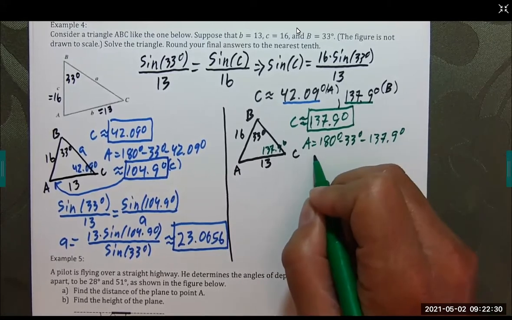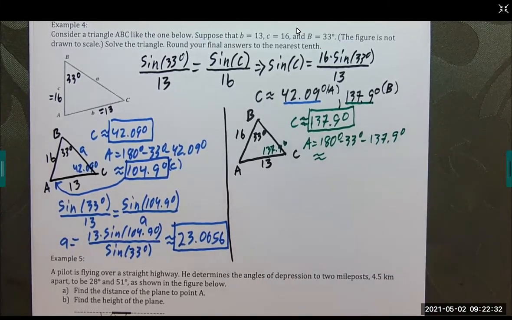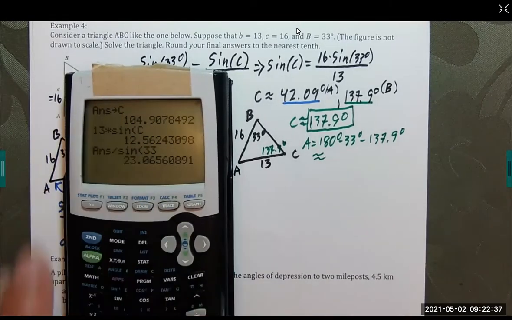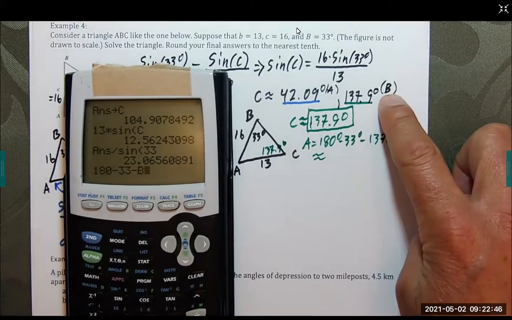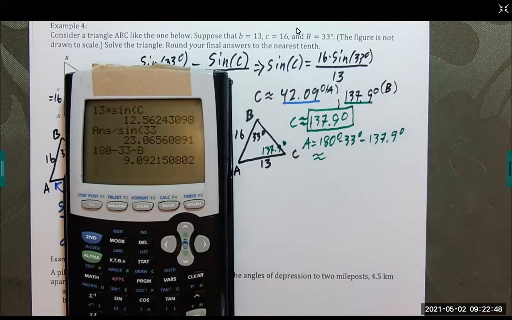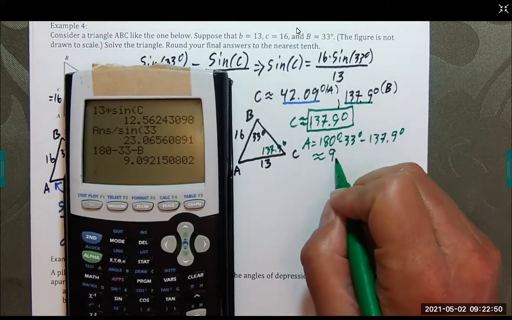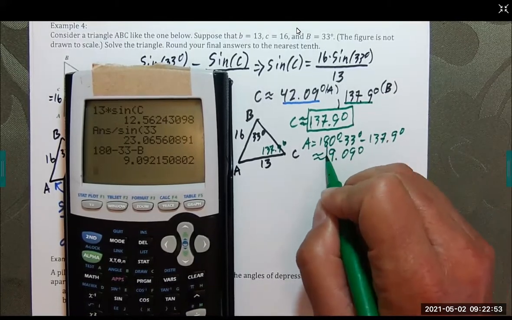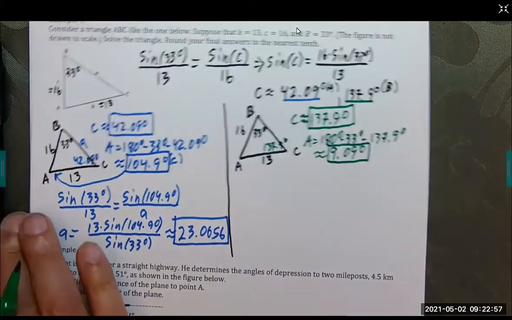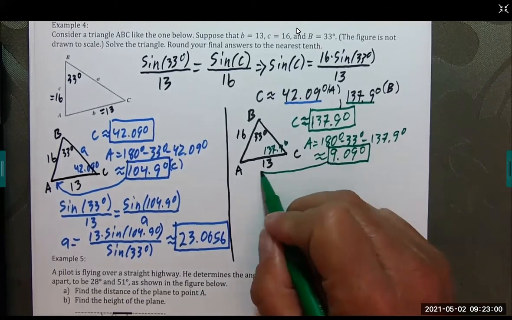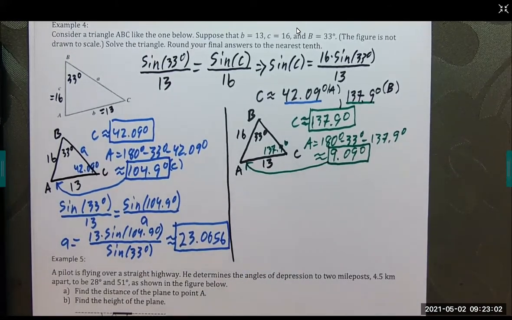Now, here's the moment of truth. If this is a positive number, then we have a second triangle. If it's a negative number, then we don't. 180 degrees minus 33 minus B. There it is, it's positive. 9.09 degrees. There's our second potential answer. And that angle, of course, is right there. And again, these triangles are definitely not drawn to scale.